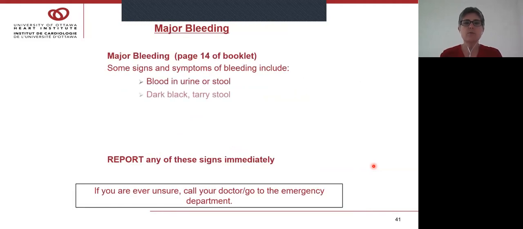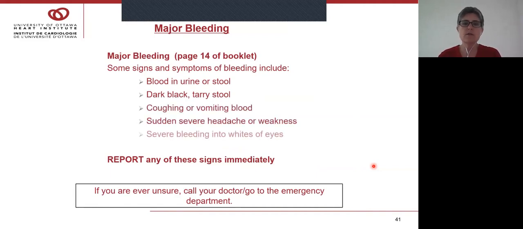So signs of bleeding, again, these are severe symptoms: blood in your urine or stool, dark black tarry stool, coughing or vomiting blood, sudden severe headache, weakness, any bleeding that you cannot stop. So for a minor injury, you would treat it as you normally would: elevate, apply pressure if the bleeding doesn't stop. Or if it's a larger injury, you may need stitches. And of course, if you're concerned, go to the hospital, call 911 for a large injury.